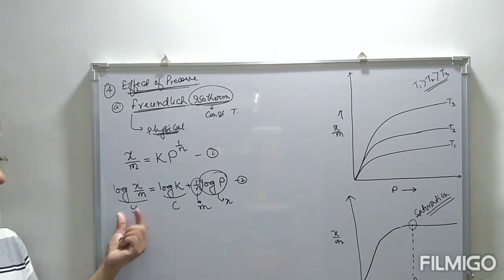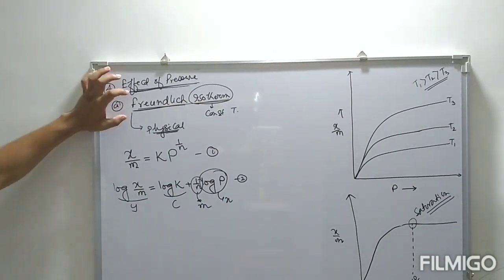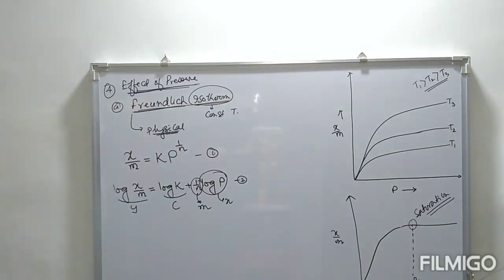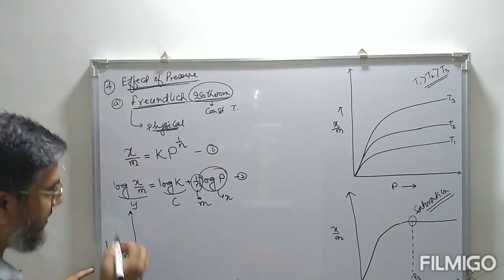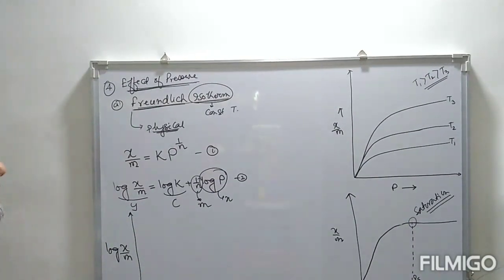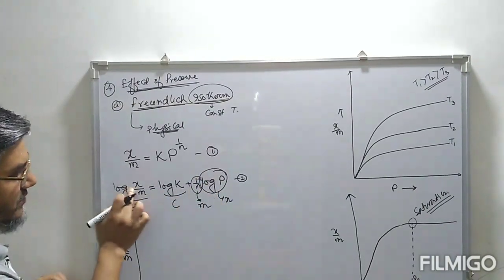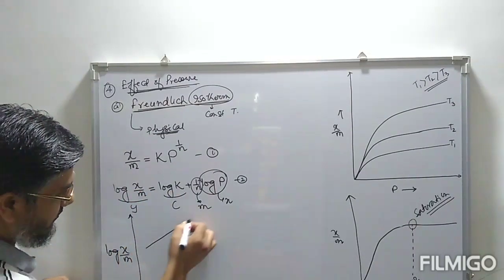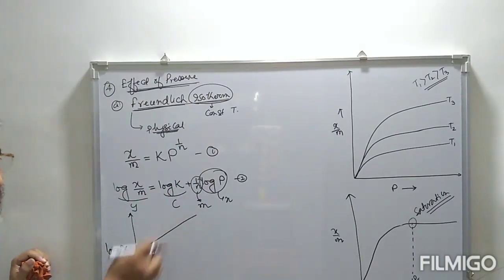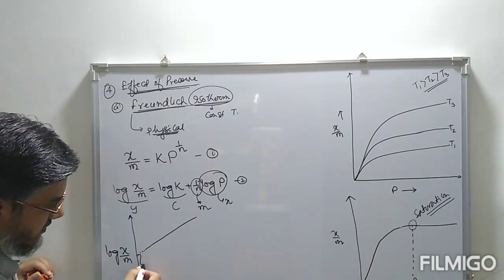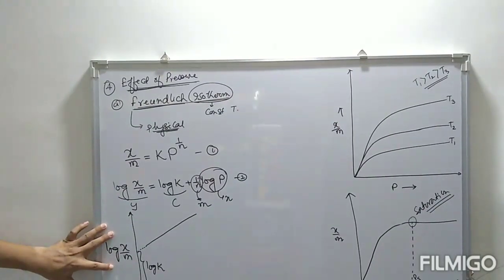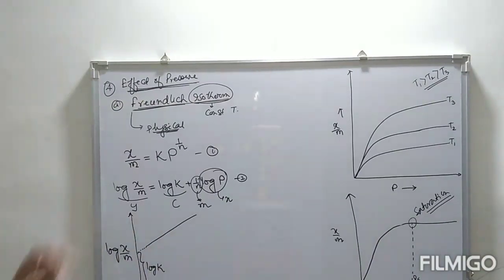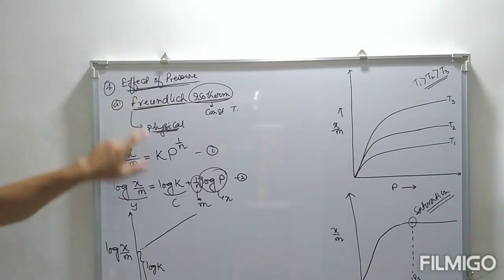If this log x by m versus log p graph comes out to be a straight line, then the Freundlich isotherm is okay. But if this does not give you a straight line, then the validity of the isotherm is not possible. So graphically, we have log x by m and log of p. When log p is 0, log x by m is equal to log k. Slope is positive, that is 1 by n. So extrapolation to 0 gives you log k. From the graph, the y-intercept, that is the intercept along the x by m coordinate, gives you the value of log k. So we can easily define the value of k, that is the constant used in this isotherm.